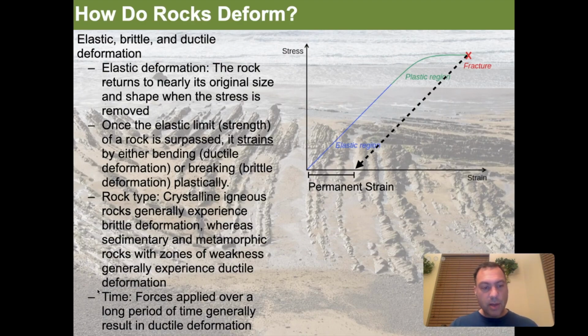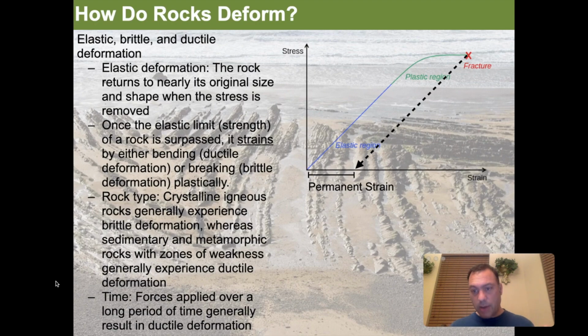Time is a big focus as well. Forces applied over a long period of time generally result in ductile deformation. So if you do something really fast, you're more likely to break it. If you do something really, really slow, at maybe the rate that, say, hair grows, you're more likely to get ductile deformation. Even in a granite, you can actually get ductile deformation. You can create these things called shear zones and things like this.